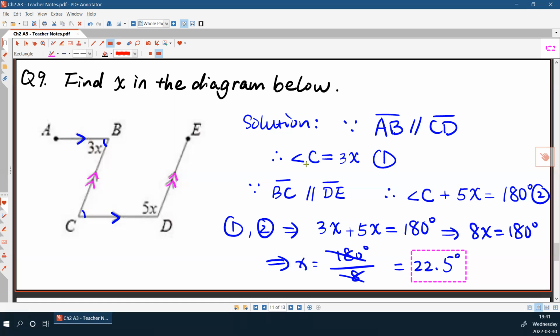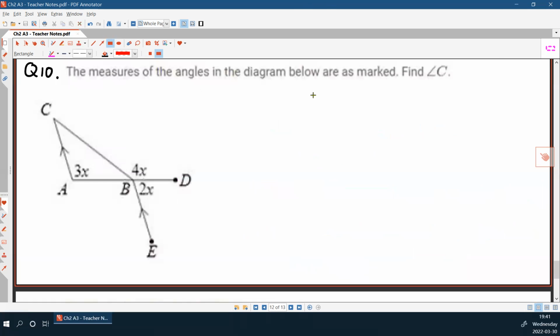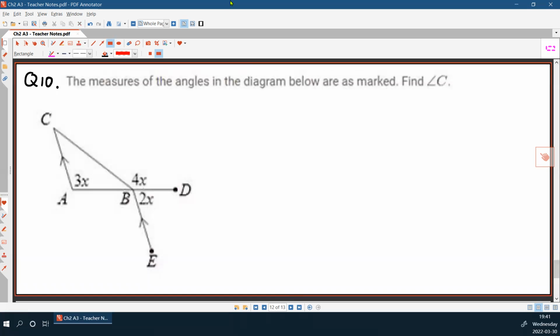Okay. All right, let's have a look at the next one. The measures of the angles in the diagram below are as marked. Find angle C. Okay, we need to find angle C here, right? Note here in triangle ABC, this is an exterior angle. Exterior angle is the sum of the two remote interior angles. So if this angle is 3x, this angle is 4x, then this angle must be x, right? Can you follow me?